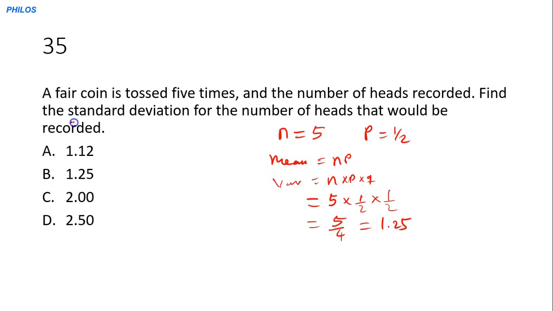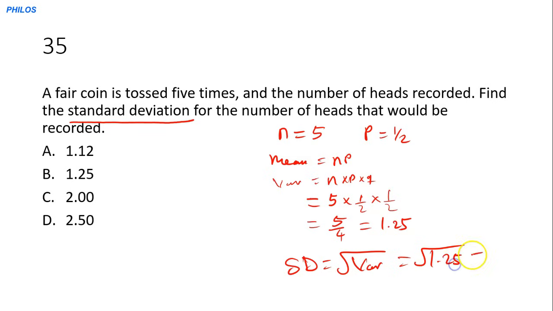But the question asks us to find standard deviation. So to get a standard deviation, it should be the square root of the variance. So square root of 1.25 will give us 1.118, which is 1.12. So the correct answer for question 35 is A.